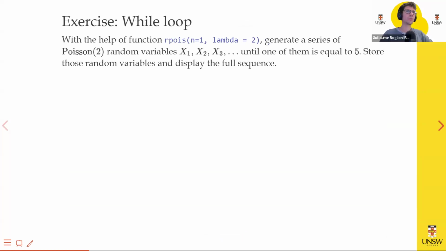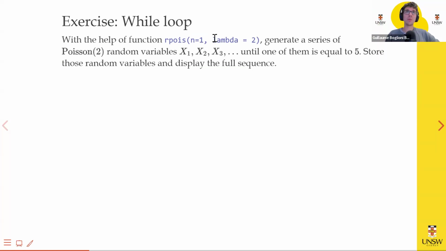Okay, exercise for you to practice the while loop. With the help of the function rpois, this generates, in this case, if you use n equals 1, one random observation from the Poisson distribution with a lambda of 2. So generate a series of Poisson 2 random variables, or realizations of random variables, we should say x1, x2, x3, and so on, until one of them is equal to 5.